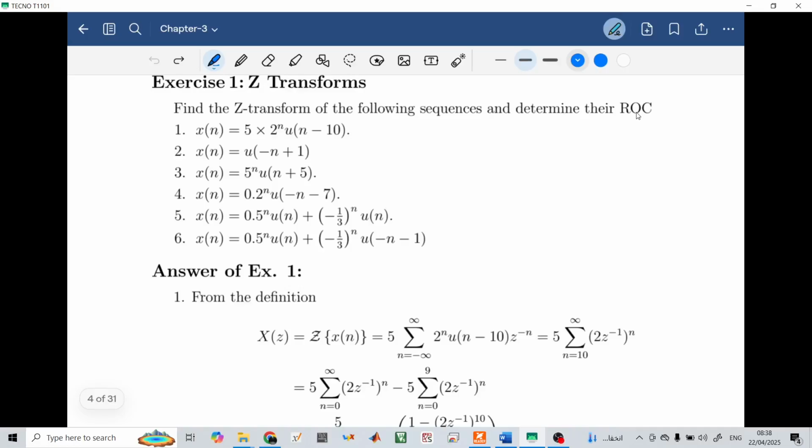Assalamu alaikum. Today we will look into the exercises regarding the Z-transform. We will go into some details in the steps of solving those exercises.